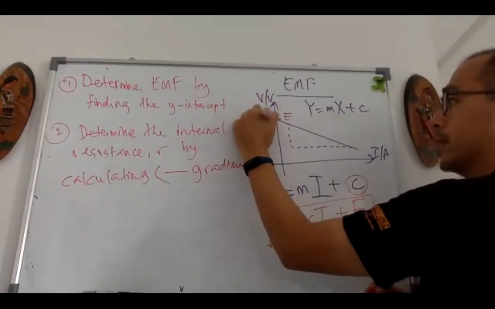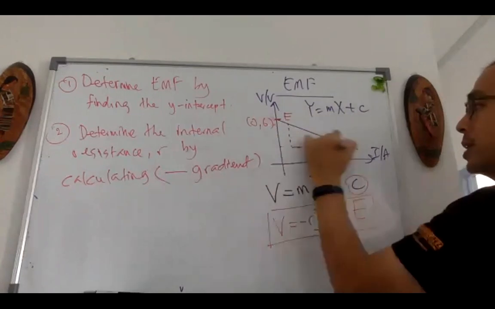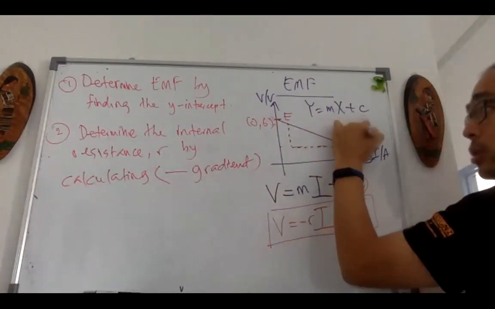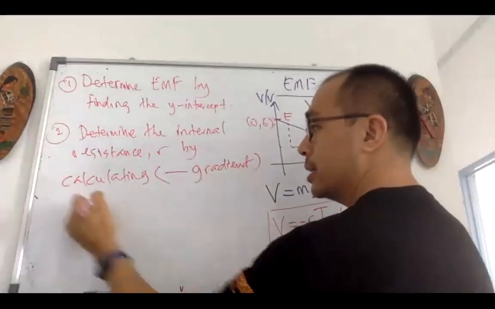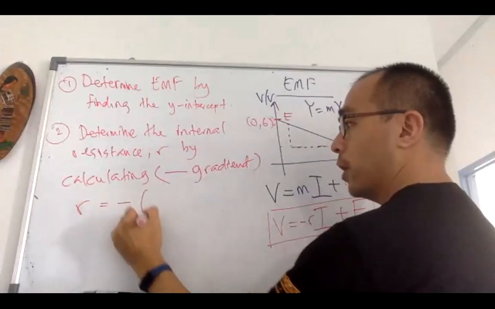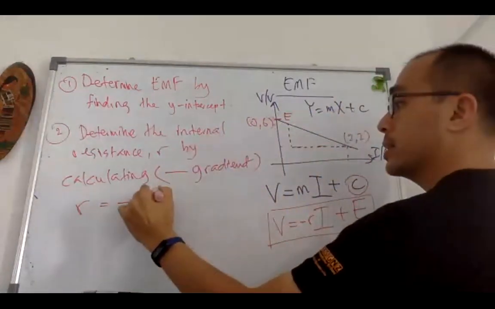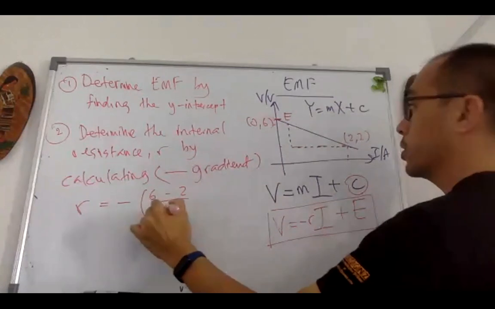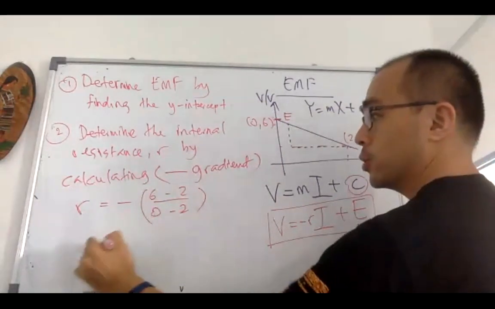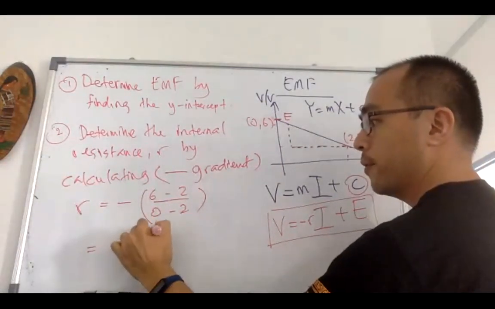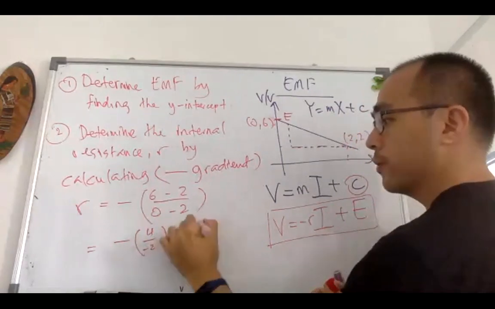This is 0.6, and the one that they bought this in, this is 2 and 2. So the internal resistance is negative of the gradient. 6 minus 2 over 0 minus 2, which will get negative 4 over negative 2, which will give you 2.